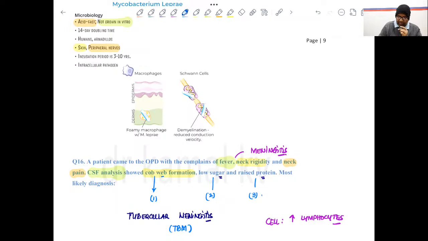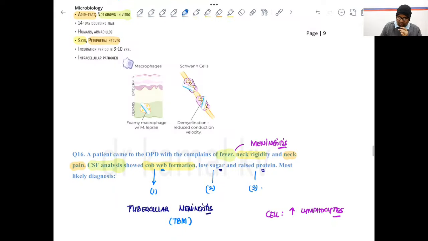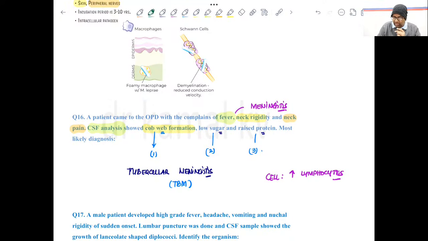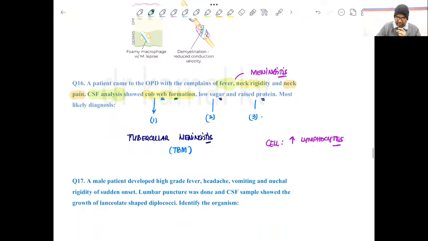Now this is cobweb. If instead of cobweb you find turbid with increased neutrophils, the answer would be pyogenic meningitis. Yes, Aditi, you are absolutely right. This is TBM, that is tubercular meningitis. So the cobweb formation is classical here.